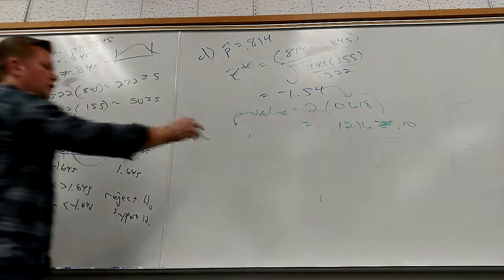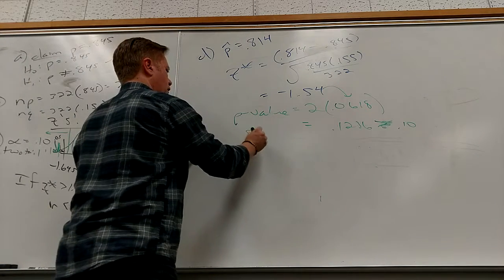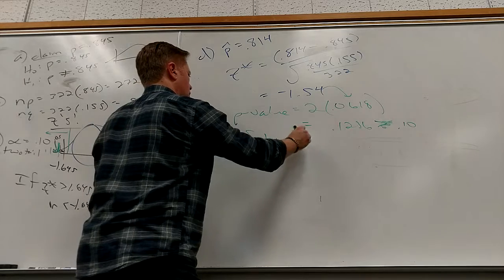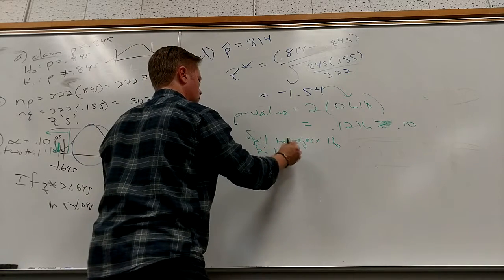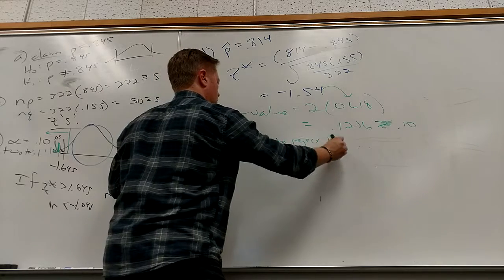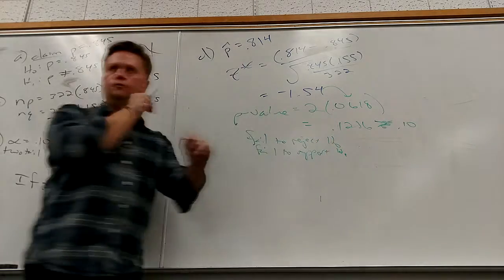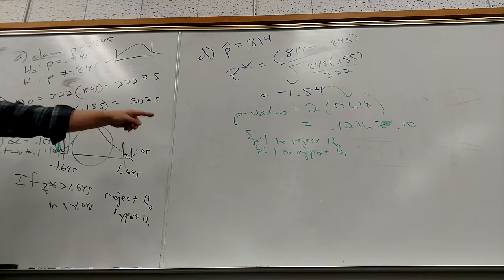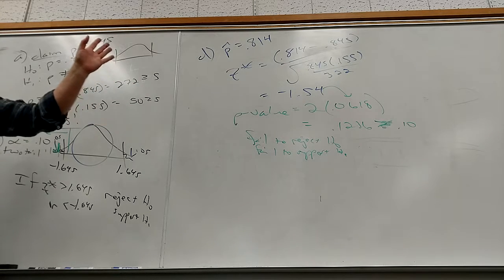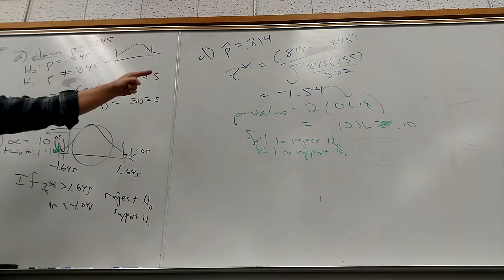All right. So right here I can write fail to reject the null, fail to support the alternative. Right? Cool? I would definitely write that. That's not good enough for part E. Don't put that on part E. But right now I can interpret what I just did.